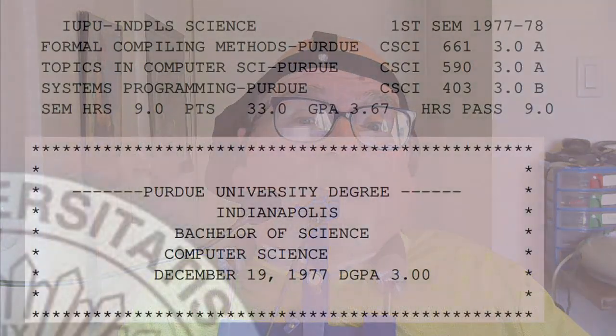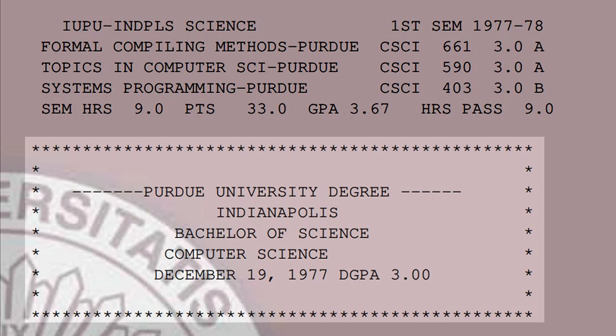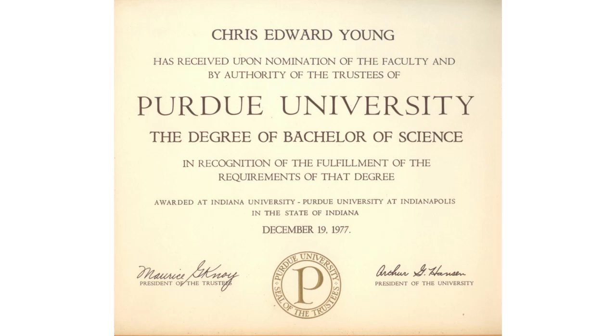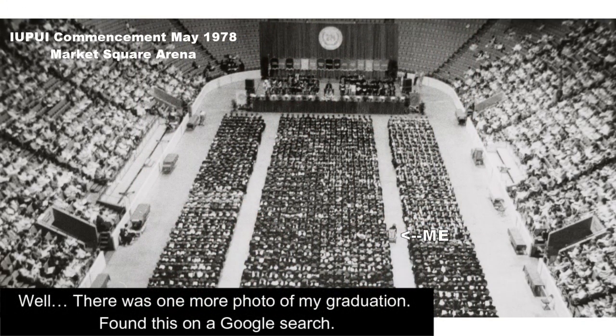So, after 9 semesters plus a summer class, I finally graduated with a Bachelor of Science degree in Computer Science from Purdue University, awarded at Indiana University, Purdue University at Indianapolis. Although I completed my coursework in December '77, I had to wait until the June '78 ceremony to actually attend commencement.